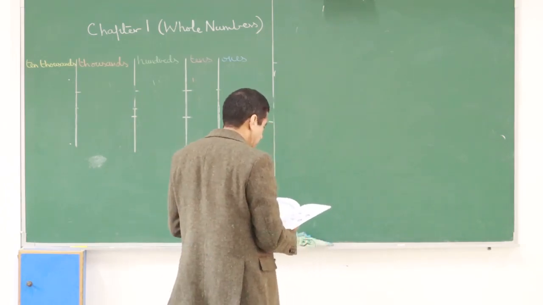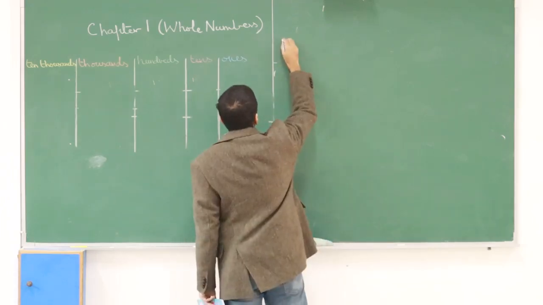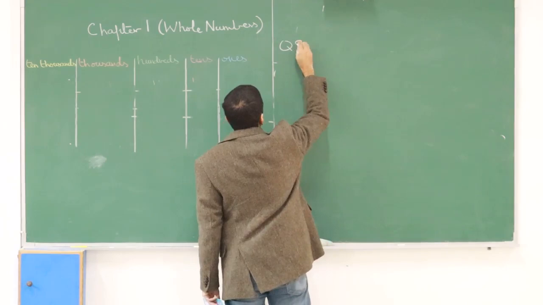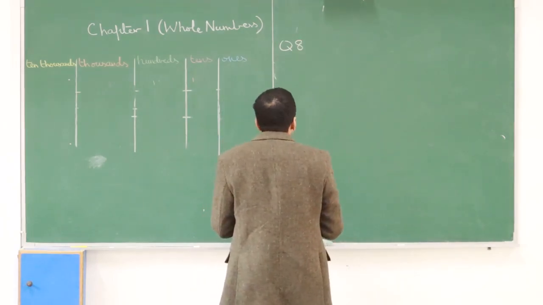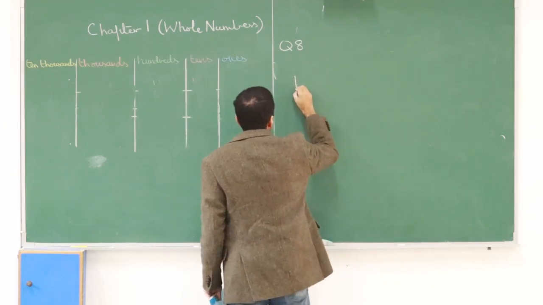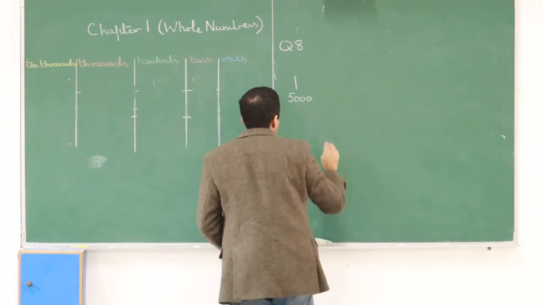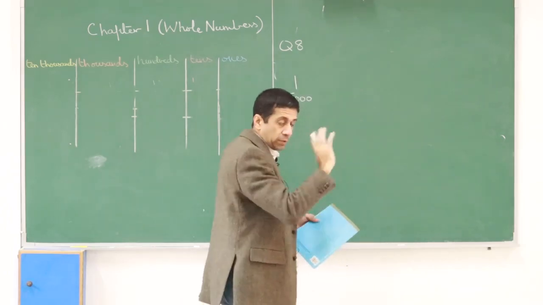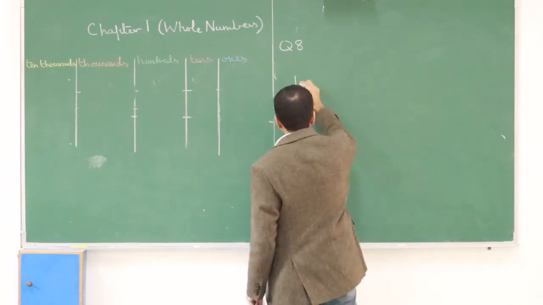Now we have to think of a number line, and that's question 8. So let's look at question 8. This is interesting. I like question 8. So here's 5,000. And the number line in general increases to the right. Remember this.